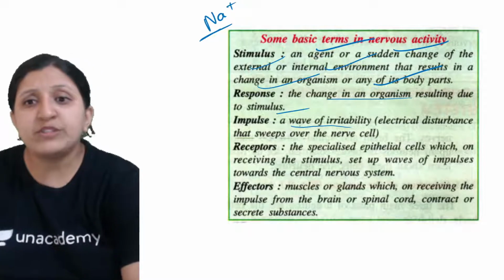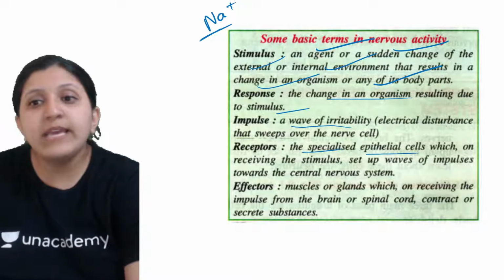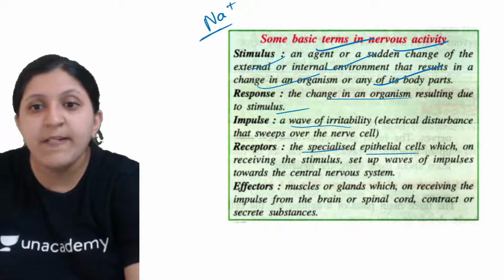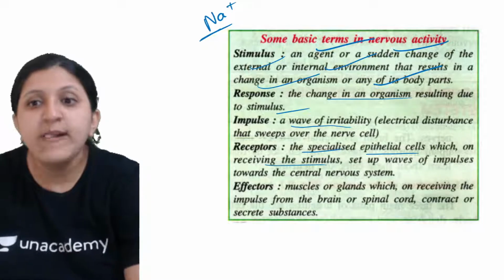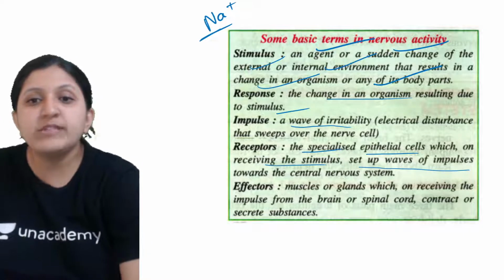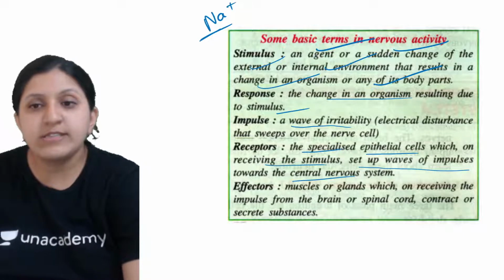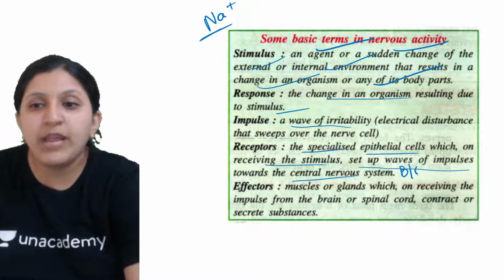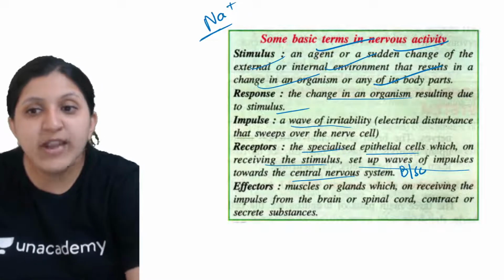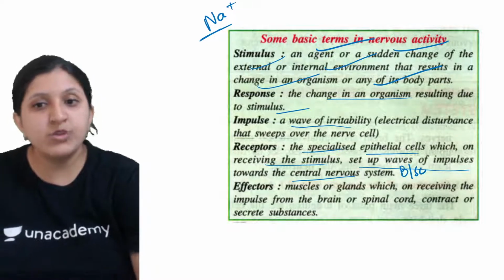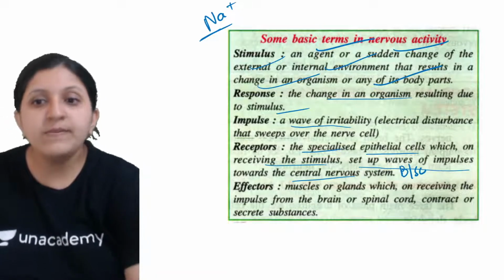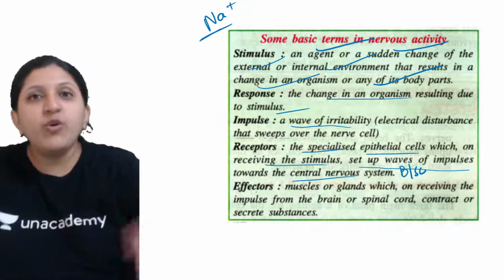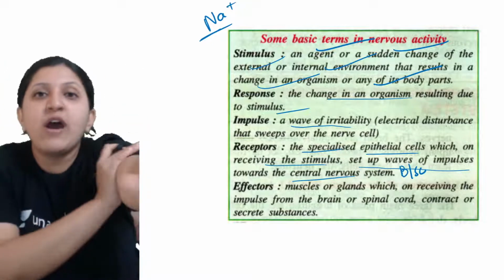Then receptors. Okay, so these are specialized epithelial cells which, on receiving the stimulus, set up the waves of impulses towards the central nervous system. So they are going to carry the impulse to the central nervous system, which can be the brain or a spinal cord. Then effector, so muscles or glands which, on receiving the impulse, respond. Okay, so now once the brain sends the impulse to your hand muscles.